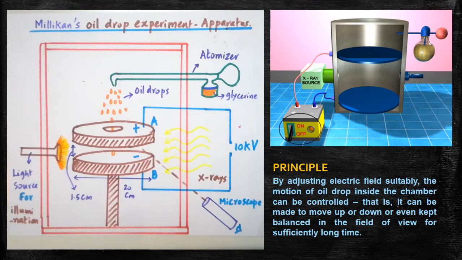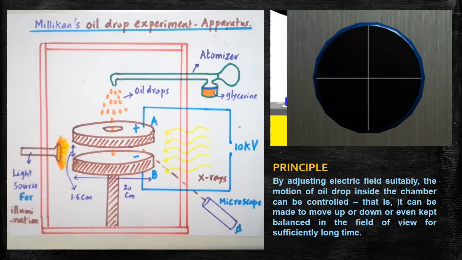Now at first the voltage is turned off between the plates. We watch the motion of the falling drop. First it accelerates because of the gravitational force Fg, and then due to the viscous force Fv of the air, a steady velocity is reached.